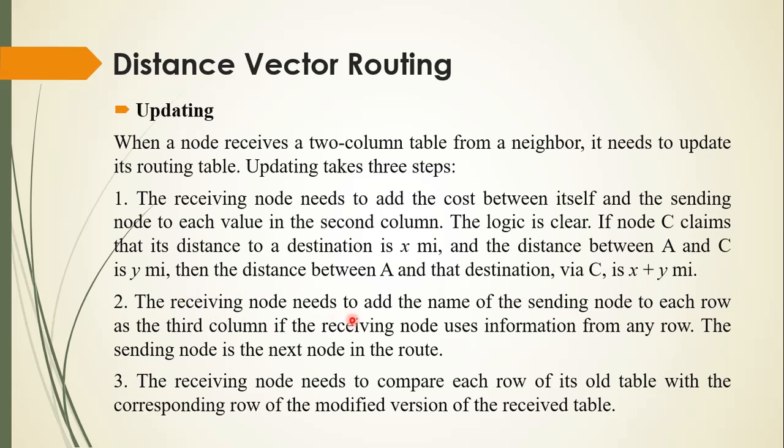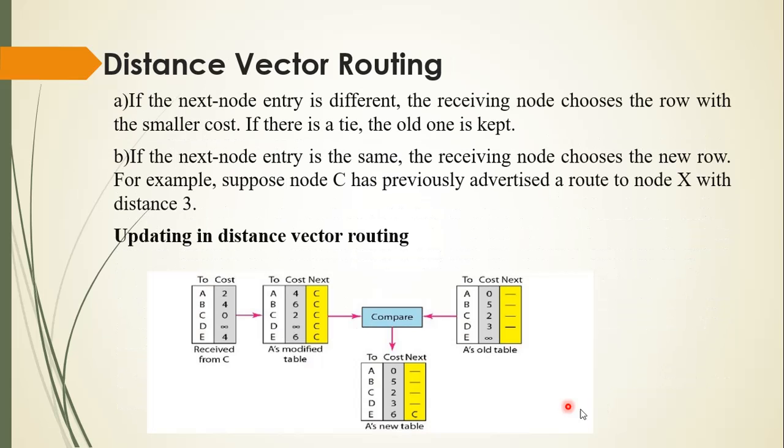Second, the receiving node needs to add the name of the sending node to each row as the third column if the receiving node uses information from any row. The sending node is the next node in the route. Third, the receiving node needs to compare each row of its old table with the corresponding row of the modified version of the received table. So if the next node entry is different.